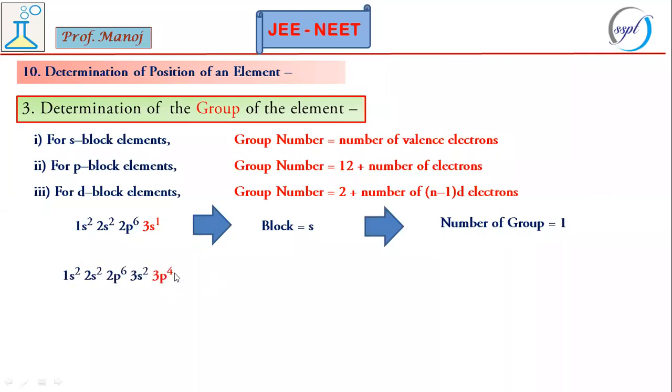ऐसे अगर मुझे पी दिया एलिमेंट, तो ये इसका पी ब्लॉक दिख रहा है सीधा, तो फॉर्मूला देखना, 12 प्लस दिस नंबर ऑफ इलेक्ट्रॉन, सो दैट मेक्स इट 16. सो दिस एलिमेंट बिलोंग्स टू ग्रुप नंबर 16.